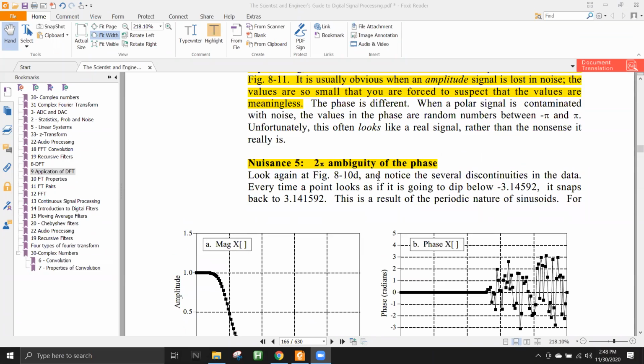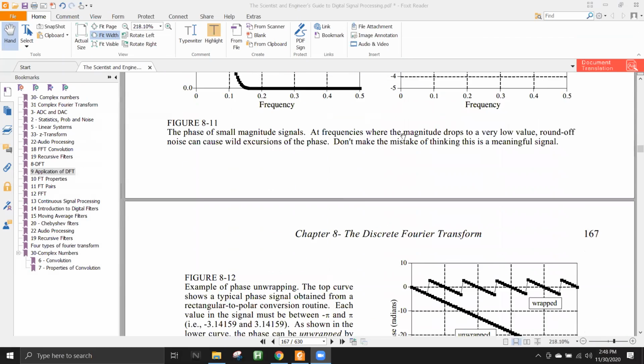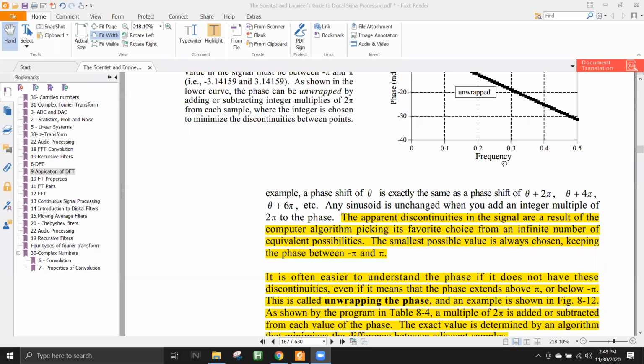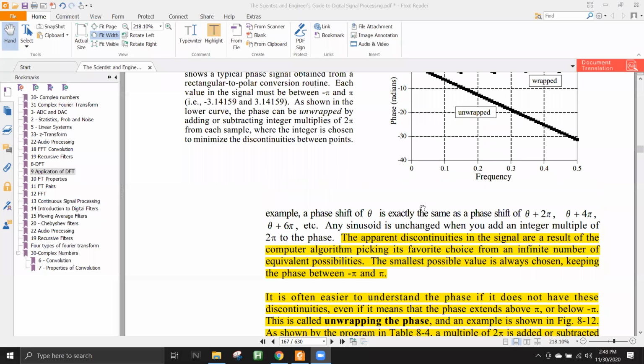And then we come to nuisance number 5, that is the 2 pi ambiguity of the phase. The main thing here is that there are some discontinuities in the signal because of how we define it. We are defining it in such a way that our phases are always between minus pi and pi, but our actual phase could be, as I already said, 135 or -135, and any multiple of it is actually valid, but we do not keep that.